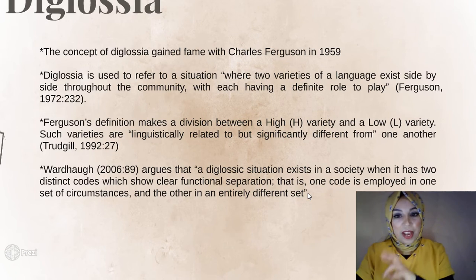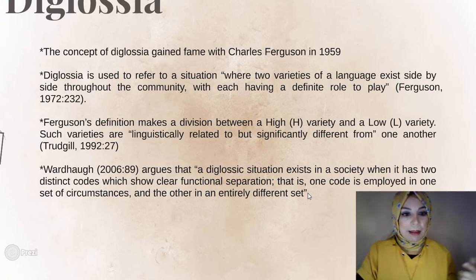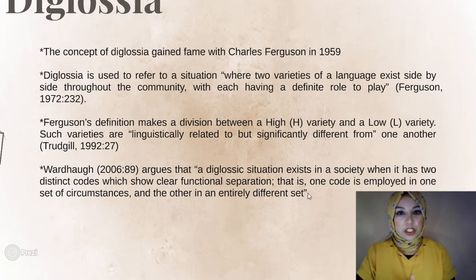He states that they are linguistically related but significantly different from one another, and this difference is in the function exercised by one code and not another. It has been argued that a diglossic situation exists in a society when it has 2 or more codes which show clear functional separation. They all agree that there is a separation between those 2 codes or varieties of the same language.